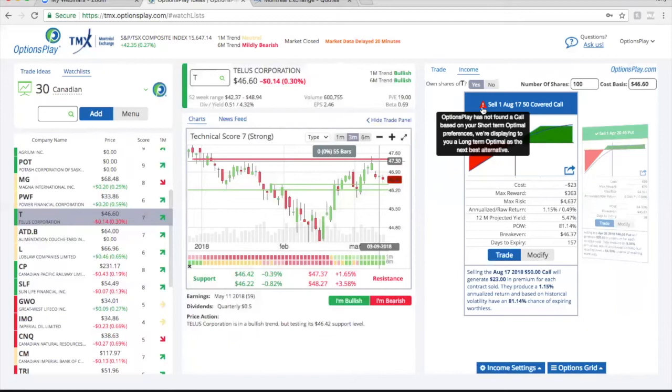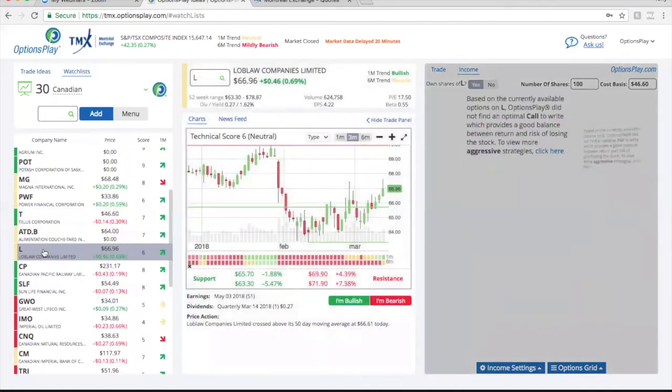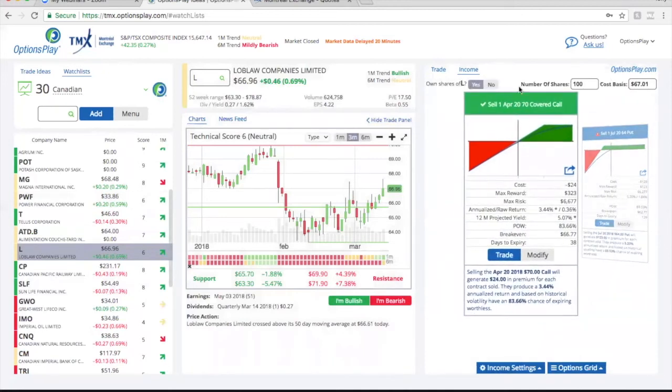I can basically say, look, there are no covered call opportunities or income opportunities on the stock. Let me move on. I don't have to search through the chains to figure that out. Let's just move on to the next stock. Here, L, trading at 66.96. It'll ask you, do you own shares of L? You can enter the number of shares you own. Let's say you own 300 shares of the stock.